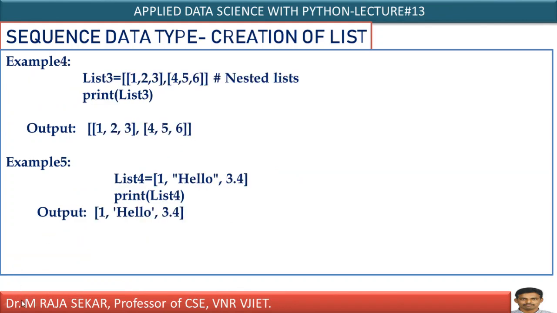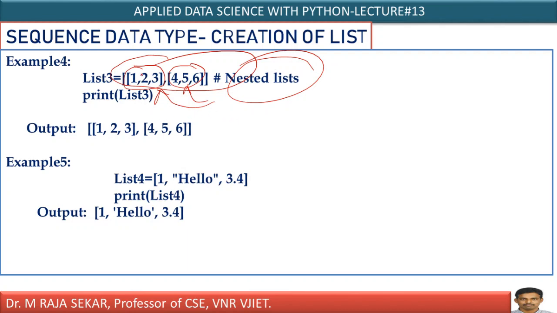List 3, what is the speciality of this particular list? Here this is the entire list, and I am keeping another 2 lists inside it. This is one list, and this is another list. I am keeping 2 different lists in list 3. Means I can keep lists in a list. Nesting of lists is possible. A list can be a member of another list.